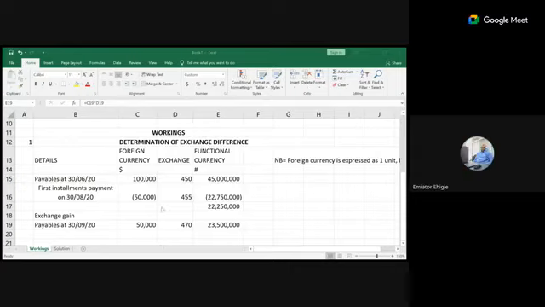Please look at my screen very well. I am paying 45 million. I now paid 22 million. How much should I pay? Instead of me to pay 20,000, I'm now paying 20,500. So it is unfavorable. And since it is unfavorable, it is called exchange loss.